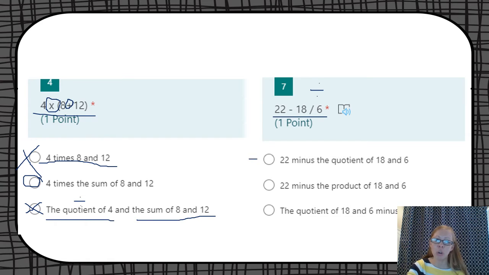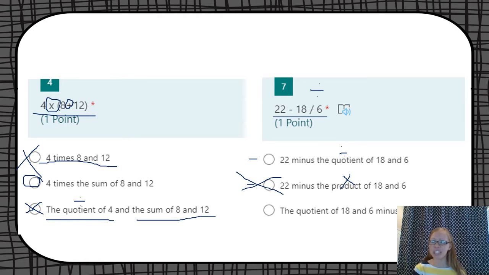22 minus the quotient of 18 and 6. We see minus, we see quotient. Let's make sure they're in the right place. The quotient of 18 and 6 would mean 18 divided by 6. 22 minus that quotient. Okay, this is looking good. Let's check our other choices to be sure. 22 minus the product of 18 and 6. Okay, this one's very similar, but it says product. Remember, product means times, quotient means divide, and we want quotient. So we can cross this one out here.